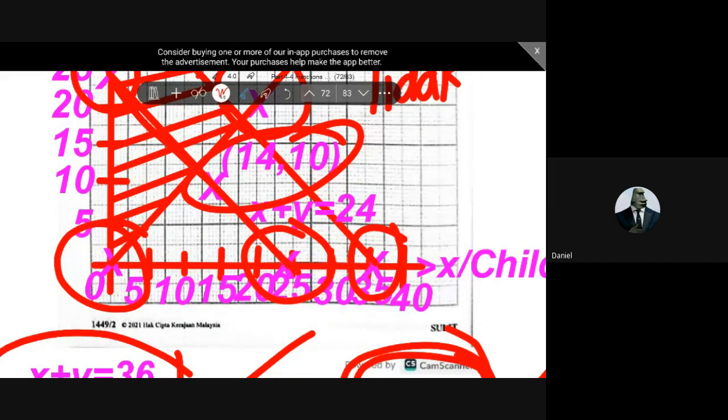Now we move to section C. Not bad. 20 minutes for one question. I rasa kita boleh sempat habis kalau macam ni. So, until here, okay? Semua boleh faham?